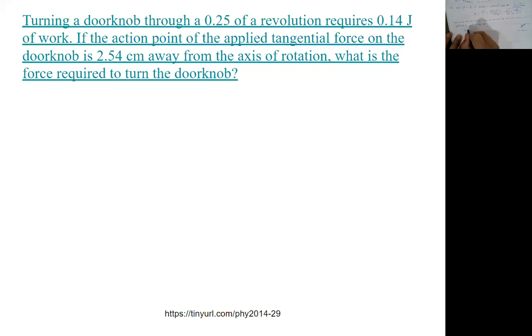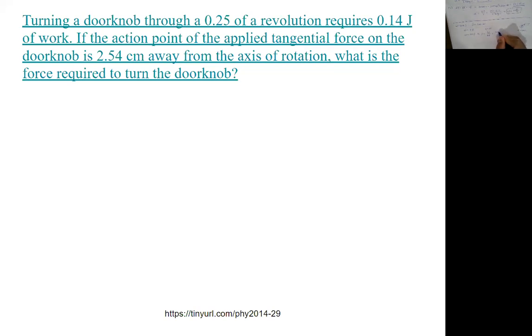We just learned that work is equal to tau times theta, okay? And then tau, the torque, is equal to R times F, right? So then work is equal to R times F times theta. And you're looking for F. So F will be equal to work divided by R times theta. You just divide both sides by R times theta to isolate F, okay?